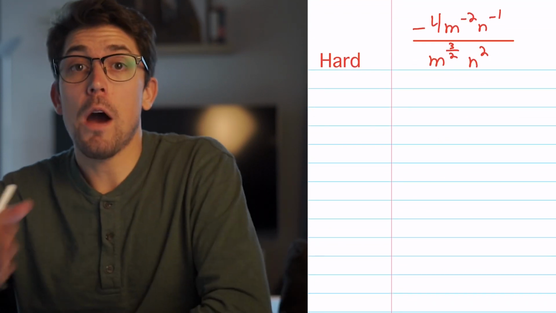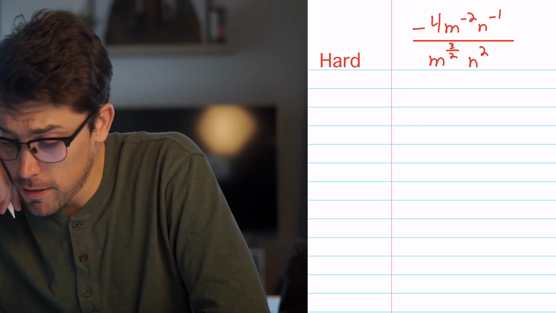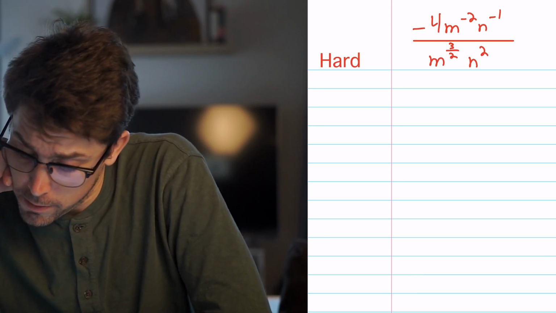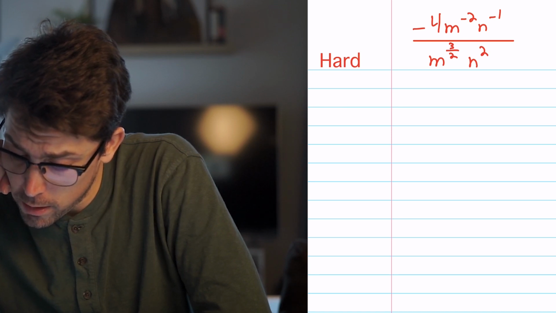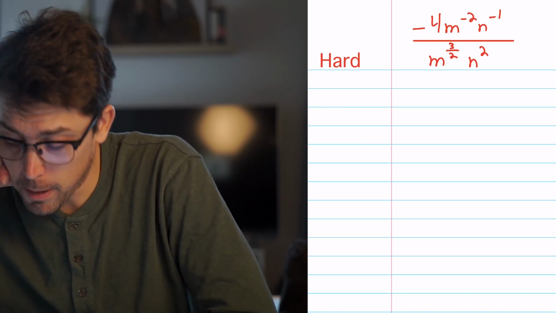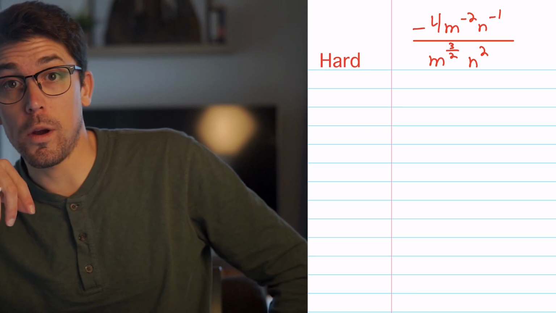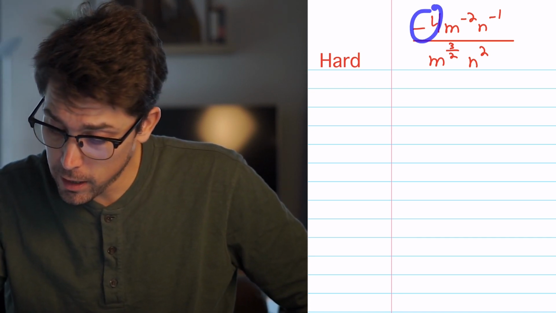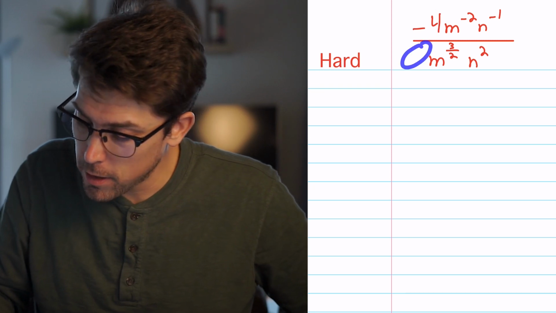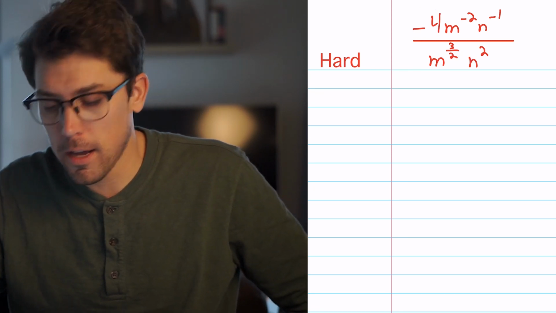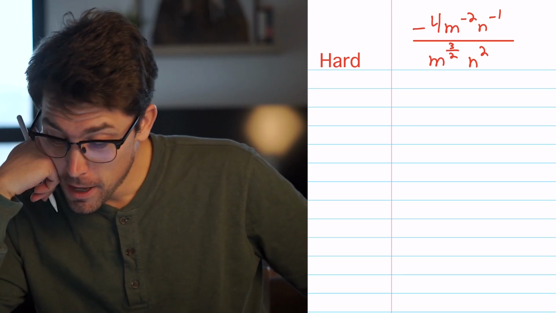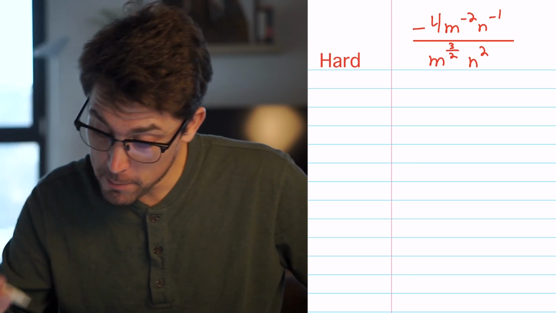Okay. Now we're on to a harder problem. So let's take a look at this and see how we can solve this step by step. So I have negative 4m to the negative 2, n to the negative 1, divided by m to the power of 3 over 2 times n squared. All right, so I have my negative 4 right here, but I have no coefficients or any numbers down here that I can divide by or use to simplify. So my negative 4 has to stay there. Then I have m to the negative 2 and then m to the 3 over 2.